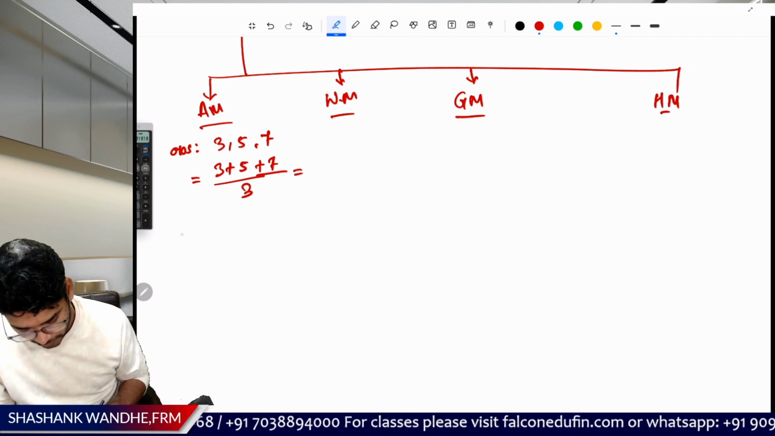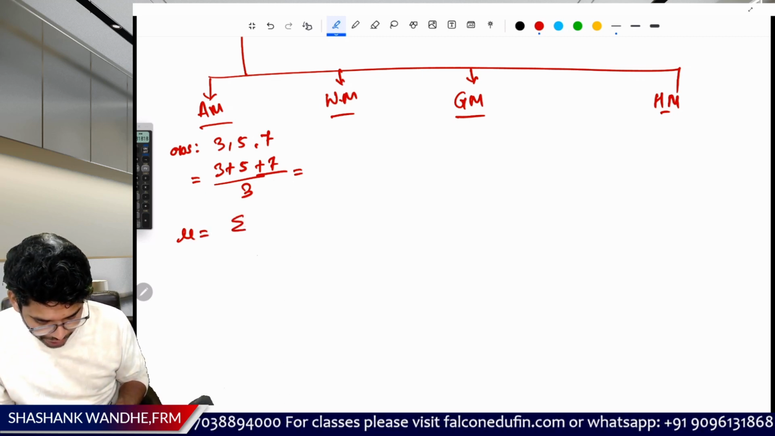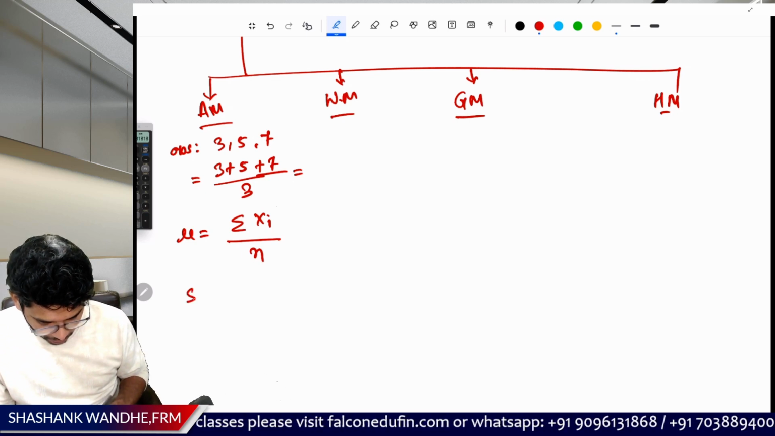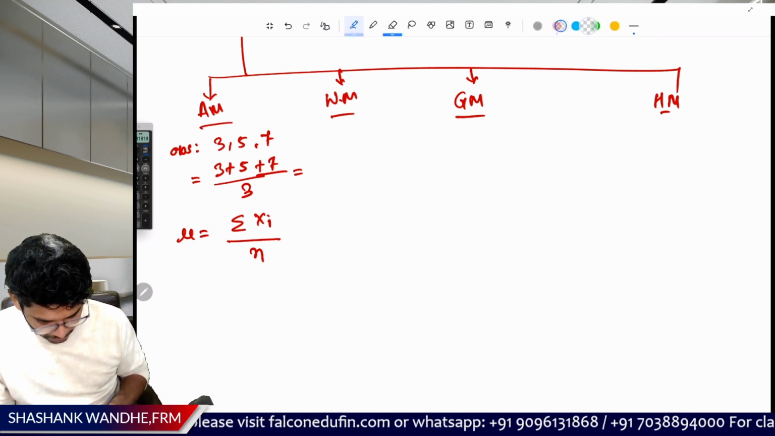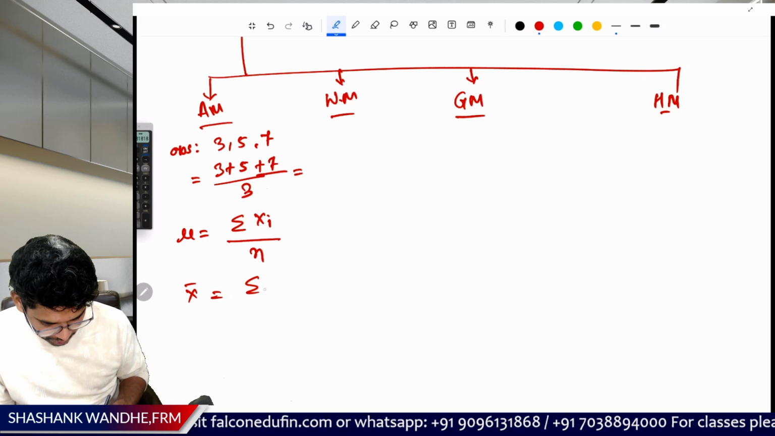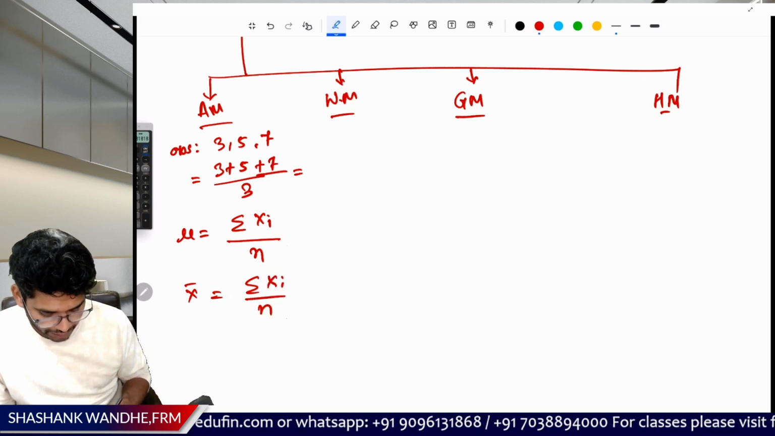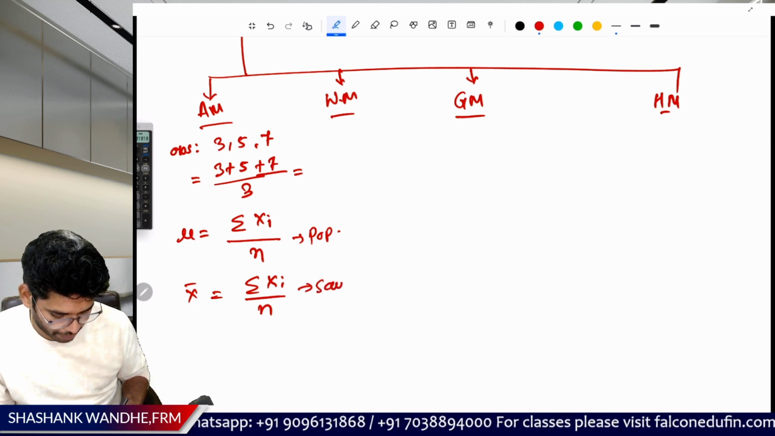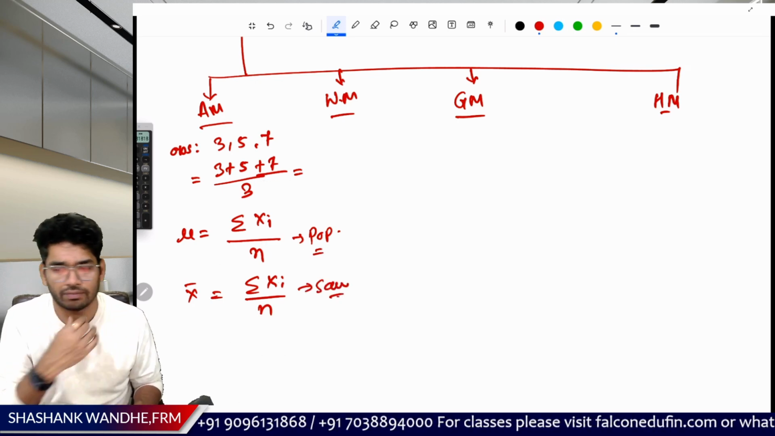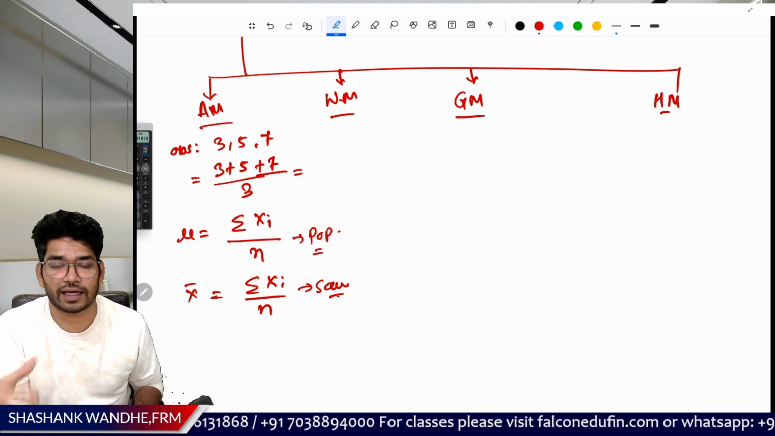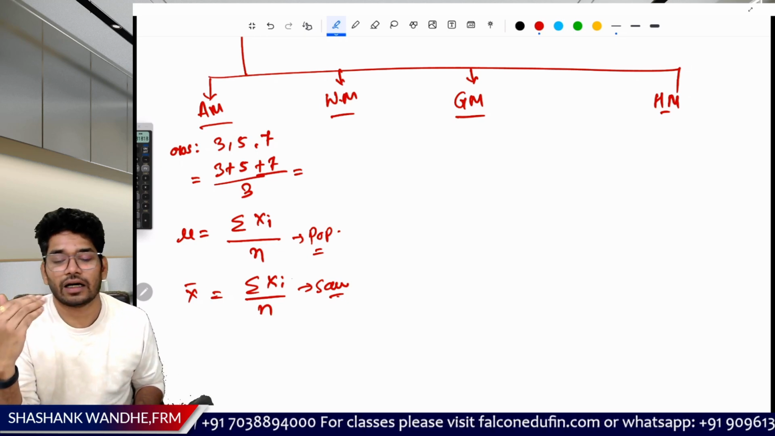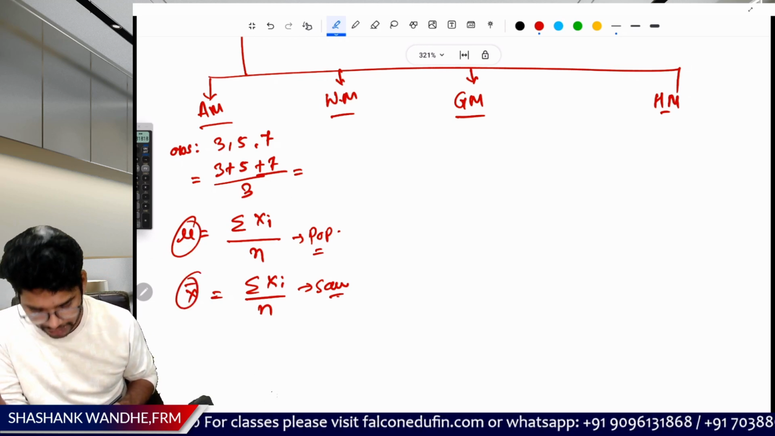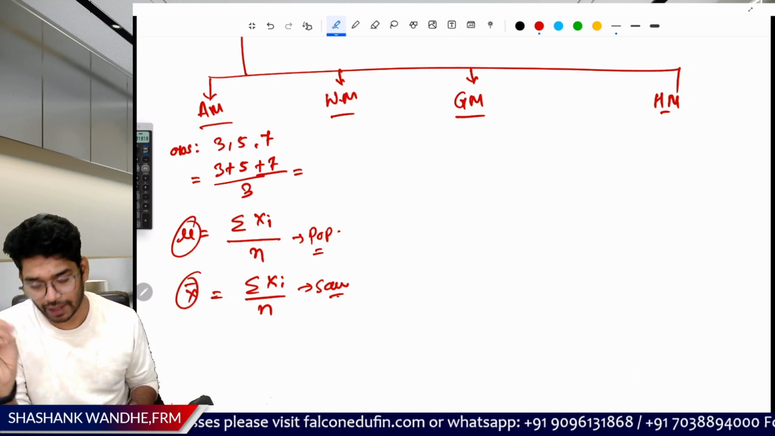Now, the formula is mu equal to summation of xi divided by n, and also x bar is equal to summation of xi divided by n. The first formula is for the population and the second is for the sample. No relevance for your exam, because whatever data you have, you will use the same formula, the same technique. It is just how the formula is noted. The notation used for the population mean is mu, and for the sample mean is x bar.